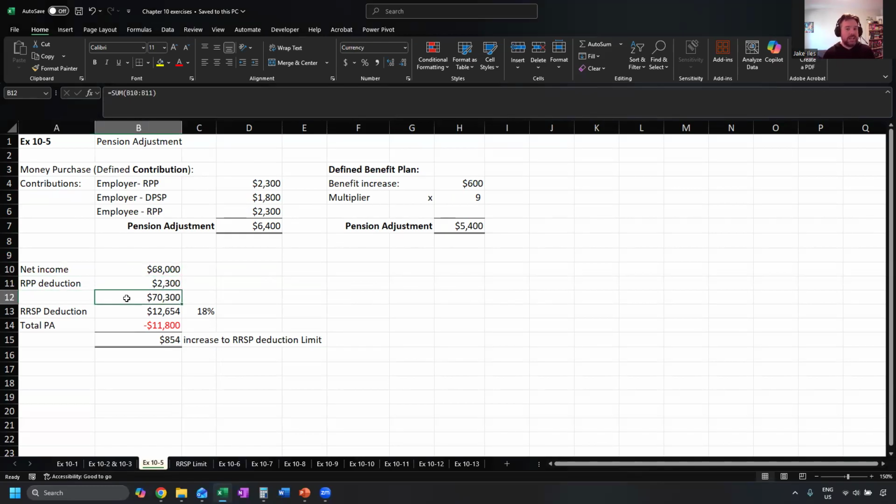So assuming that the person had income, let's just say $68,000, we'll add back the RPP deduction, 2,300. That comes to earned income of 70,300. Times 18%, the deduction limit was 12,654, but we used 6,400 and 5,400, which is 11,800. So our earned income calculation says next year's contribution space should be 12,654. But our pension adjustment says you used 11,800. So your increase to your deduction limits is only going to be $854 next year. So when we save for retirement through work, that's using up our contribution space for our calculation.